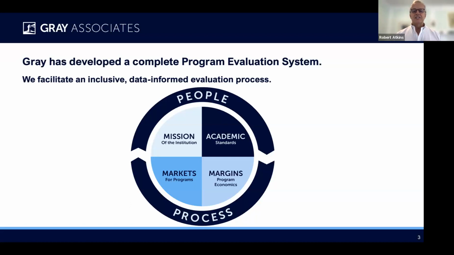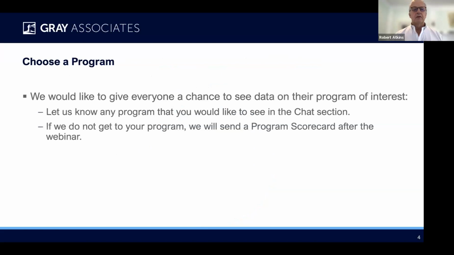But for now, ChatGPT can't replace us and can't replace all of you in the decision-making process about academic programs at your institutions. But the data and software can better inform your decisions and help inform your judgment about what's right for your institution.